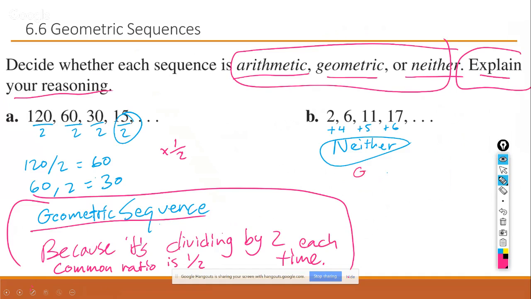So geometric. God. I think I need to get a new stylus or a faster laptop or something. This is freaking slow.